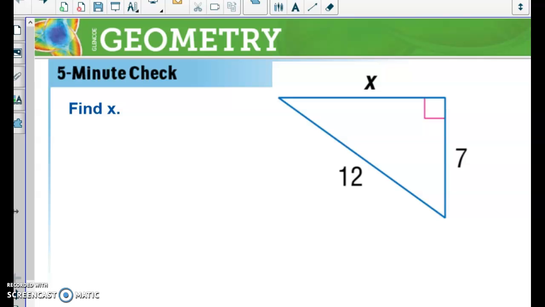Right, welcome to 8.3. We're going to do a couple review questions here, and then we're going to get you some special right triangles. In our first question here, we're asked to find x.